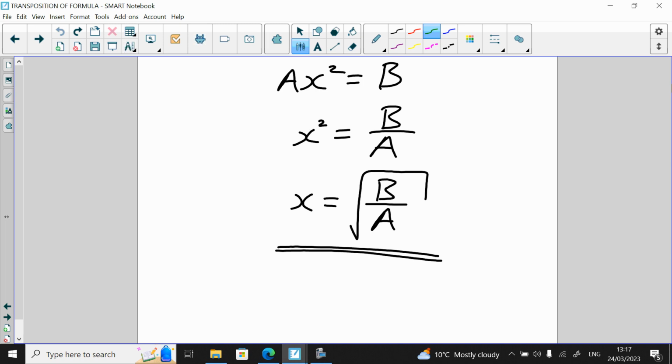Some people might want to bracket the fraction. You might see that in an answer. That's fine. Either or. As long as you know you're square rooting the entire fraction.